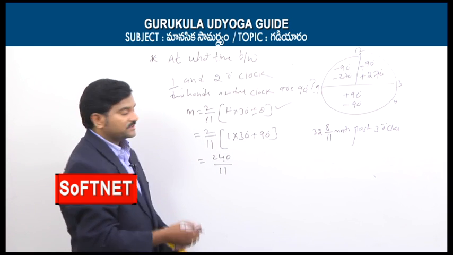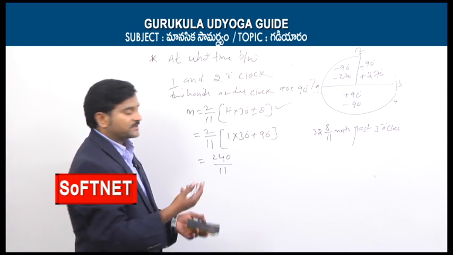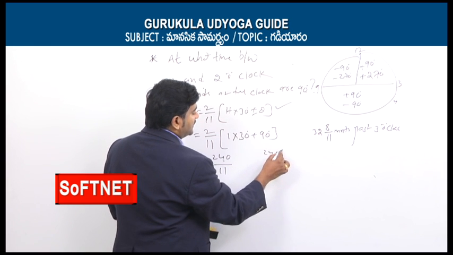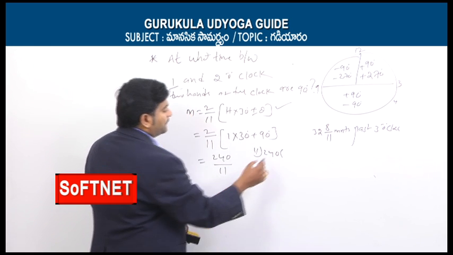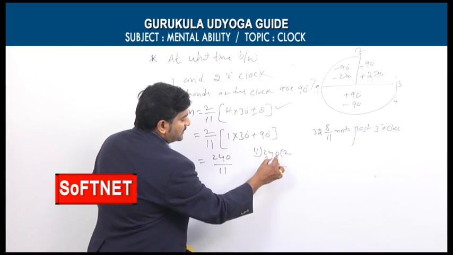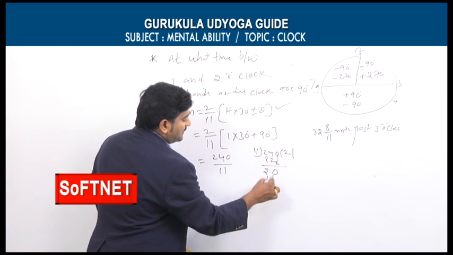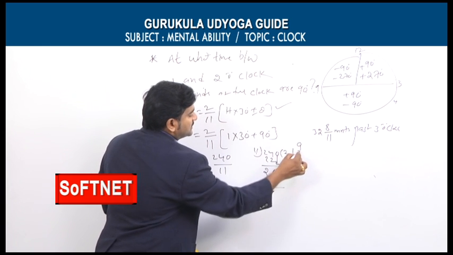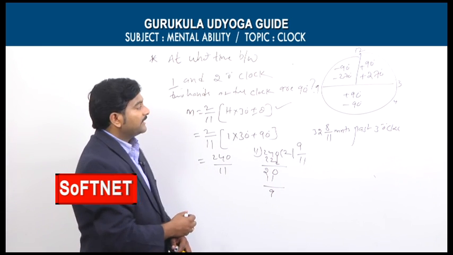240 by 11, we have to simplify. We have to convert it into a mixed fraction, as you know, many times we discussed this concept. Now 11 2s are 22, 22 means 2 left, so 0. 11 1s are 11, 9 left. What you can say? 9 by 11. So what is our final answer?